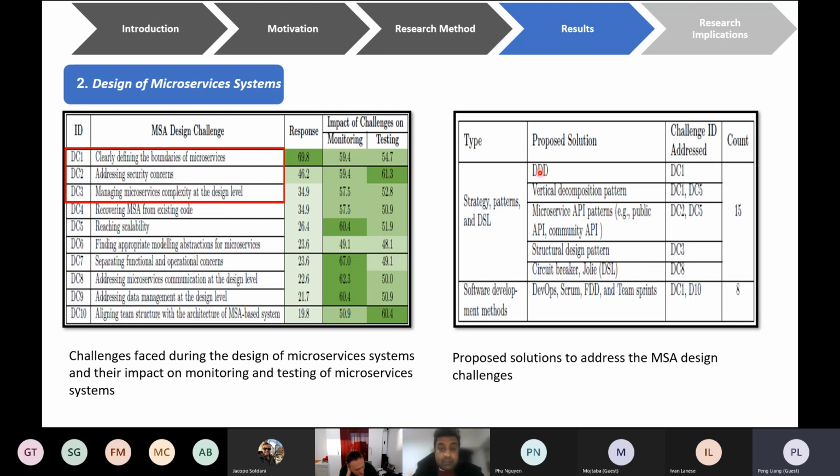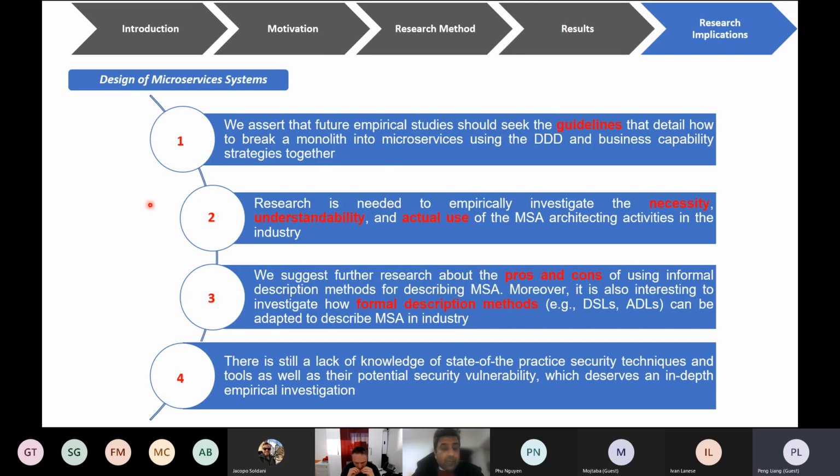For example, the domain-driven design pattern can be used to clearly define the boundaries of a microservices system, according to the responses of participants. Similarly, microservices API patterns, structured design patterns, and circuit breaker patterns can be used to address some other challenges. Again, we did not find solutions for all challenges in addressing microservices design. So here I will present a research implication regarding this part, and after that I will hand over this presentation to Amleto, and after Amleto's presentation I will again present the testing part.